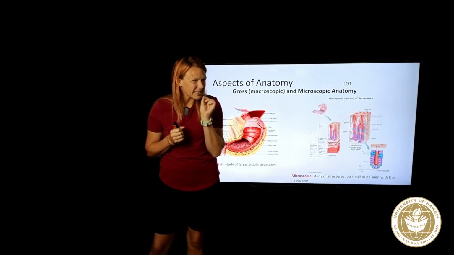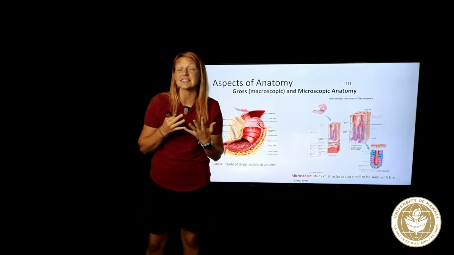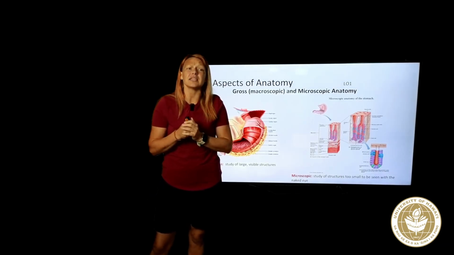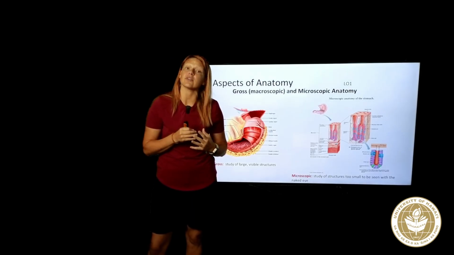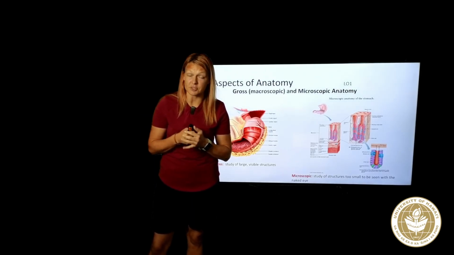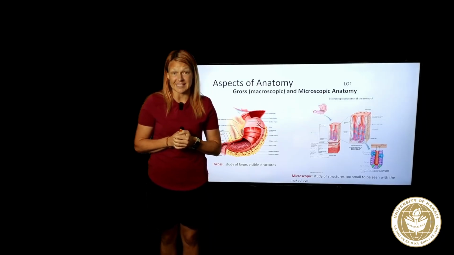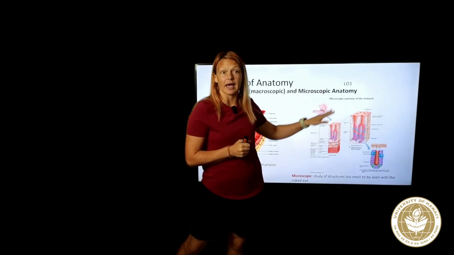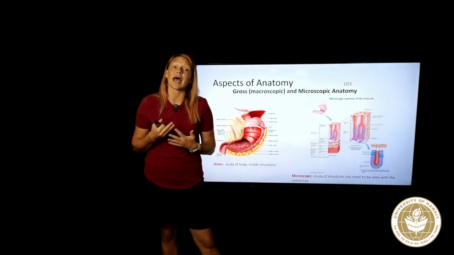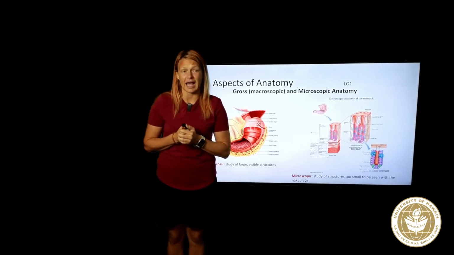If I wanted to see the tiniest parts of the stomach, if I wanted to see the different glands, the cells, etc., I would need to cut a piece of that stomach out, put it underneath a high-powered microscope to view more. So when you need special equipment to see the anatomy, that is what we term microscopic anatomy. Microscopic anatomy deals with structures that are too small to be seen by the naked eye.